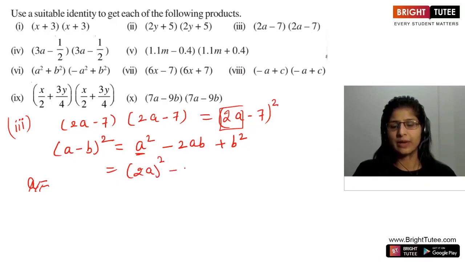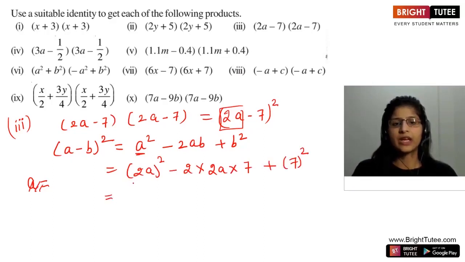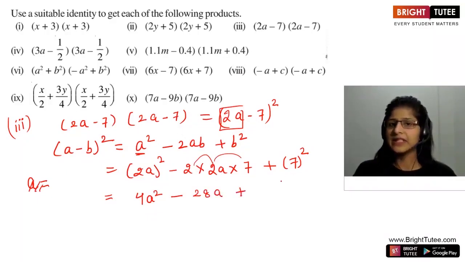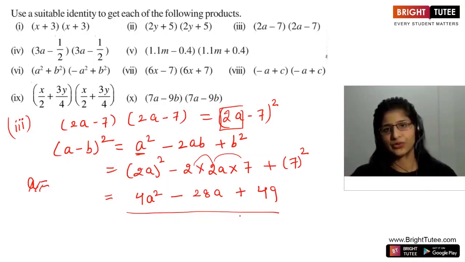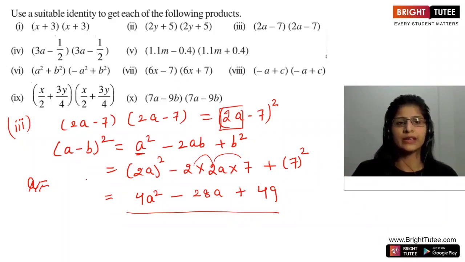So (2a) square minus 2 into 2a into b which is 7 here, plus 7 whole square. So we get a square will be a square, 2 whole square will be 4, minus 2 2s are 4, 4 7s are 28, 28a plus 7 square is 49. So this is the answer. Using the suitable identity, after having a look over the question, you have to use it. Let's move ahead to the next part.